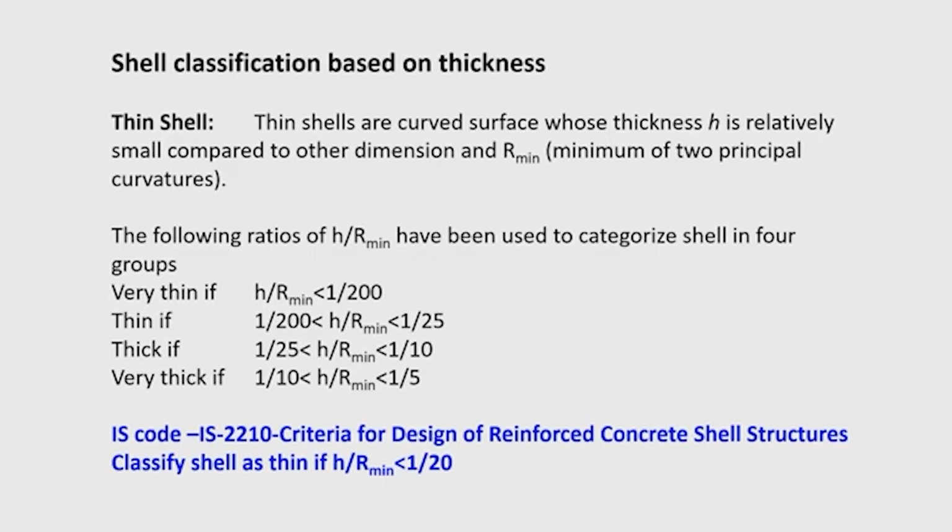The Indian code, IS 2210, criteria for design of reinforced concrete shell structures, classifies a shell as thin if H by R minimum is less than 1 by 20. So, in our theory of shells, we will mainly discuss the mechanics of the thin shell; deformation, strains and stresses will all be related to the thin shell.